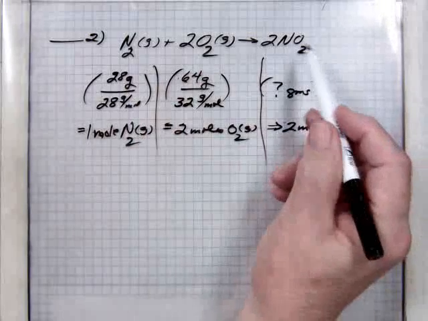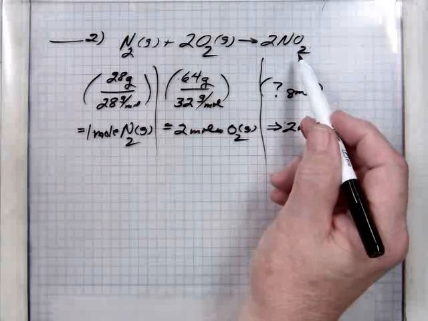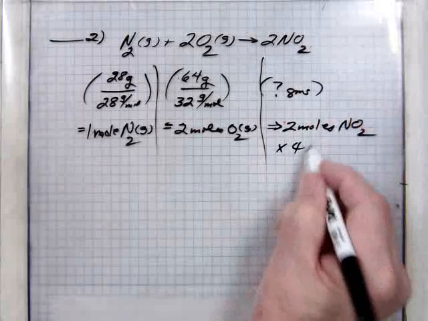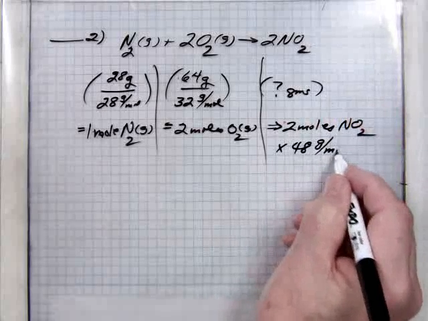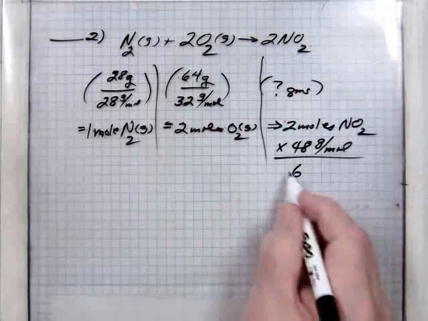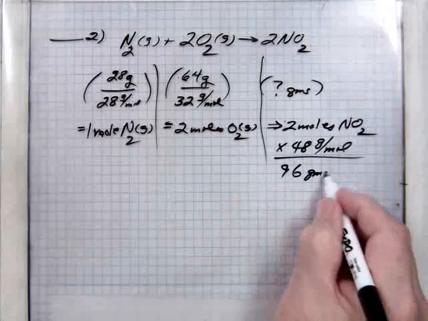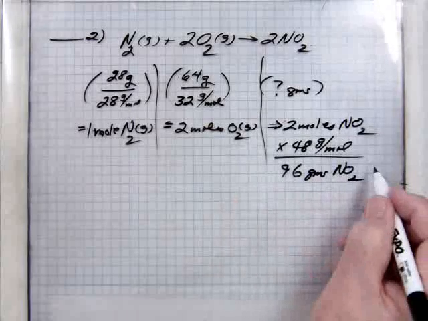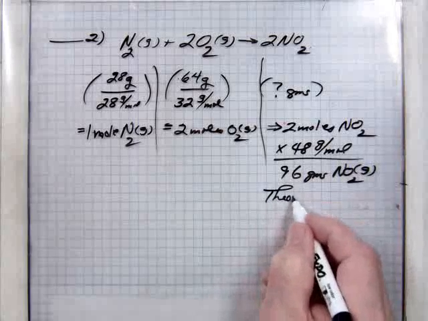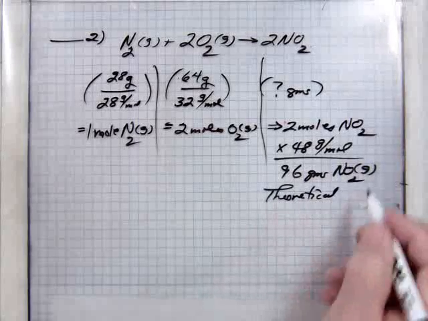Well, the formula weight of this, 16, 16, 32, 46. So this is times 46 grams per mole, and 92 grams NO2 gas. And again, that's a theoretical yield.